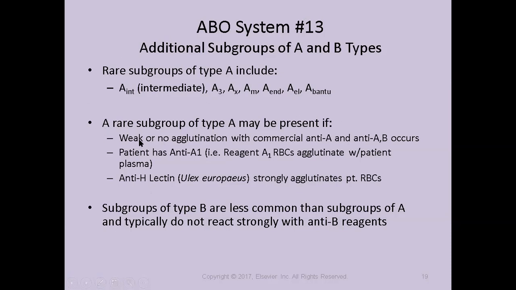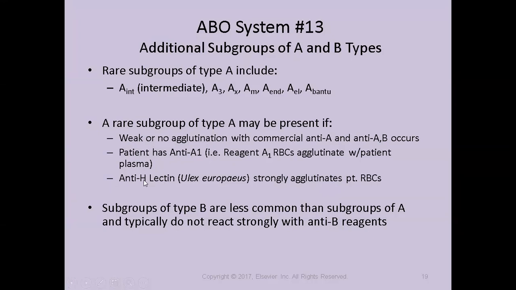Okay, firstly, when we're doing our forward typing, we see weak agglutination or no agglutination with anti-A and our combo anti-AB reagents. Okay, so either nothing or weak. When we look at reverse typing, the patient has an antibody against A1 cells. Okay, and so that means, think about reverse typing, that their plasma is agglutinating the reagent A1 cells.